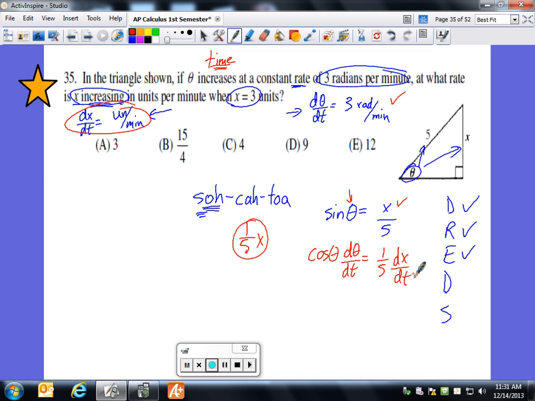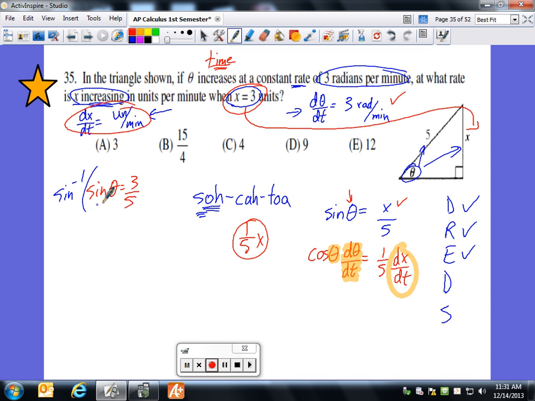Okay, so I need to find what are all the pieces that I have. So I'm given this, and I need to look for dx dt, but I need to ask myself, am I given theta? So I'm not really given theta, but I'm given enough pieces to find theta. So sine of theta is equal to 3 over 5. So if I ask what is theta, well, I take the arc sine of both sides. That would cancel, so that I just have theta. And it's going to be the arc sine of 3/5.